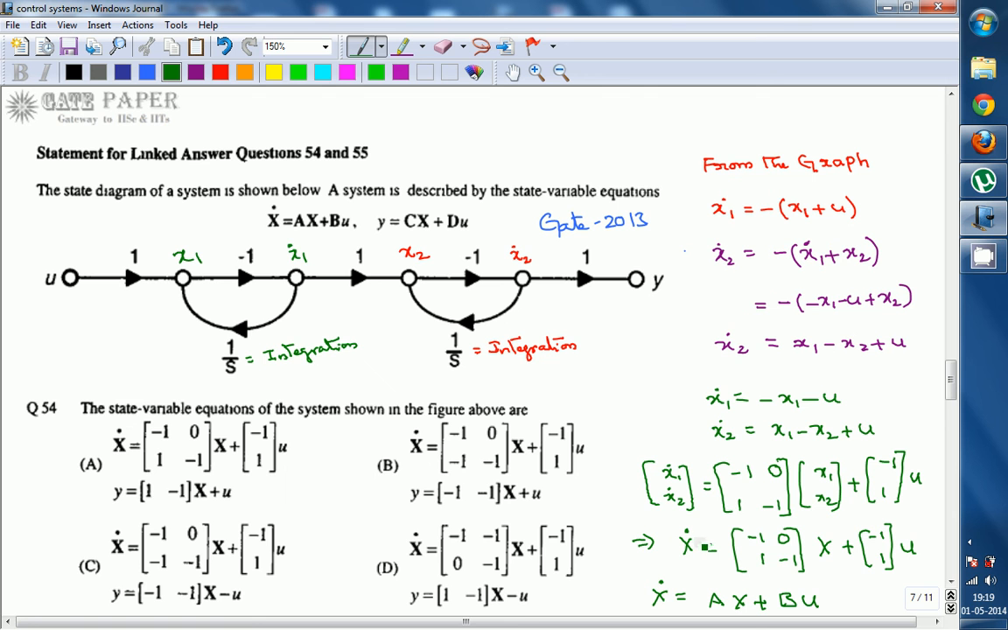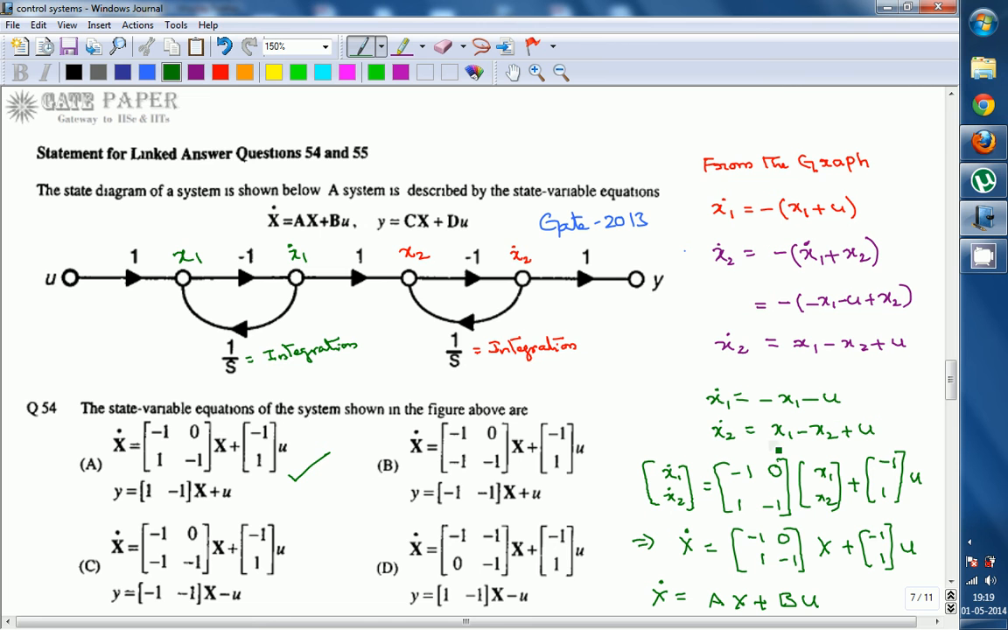So here we can observe that option A only contains x dot equals to A x plus B u, with A equal to minus 1 0 1 minus 1 and B equal to 1 1. So we can say that option A is the correct answer. Then we can see the y expression also.